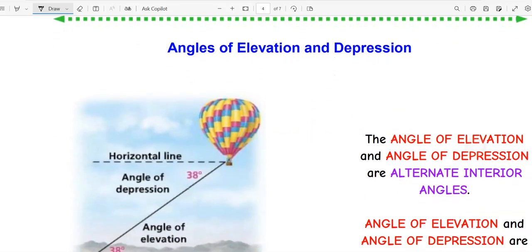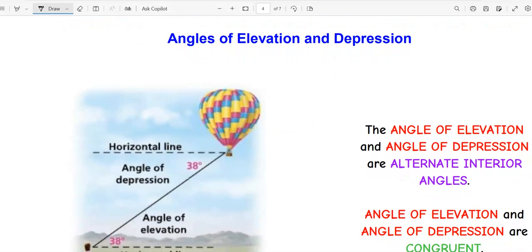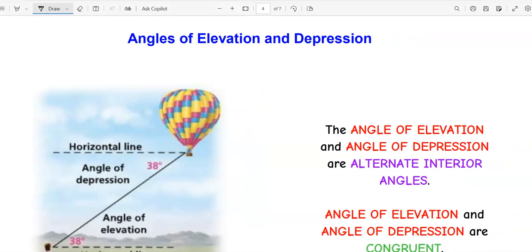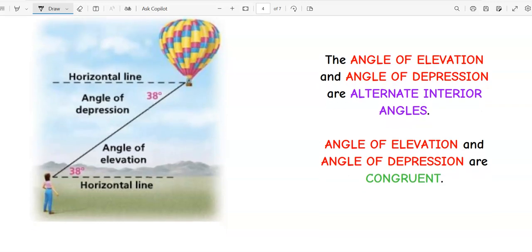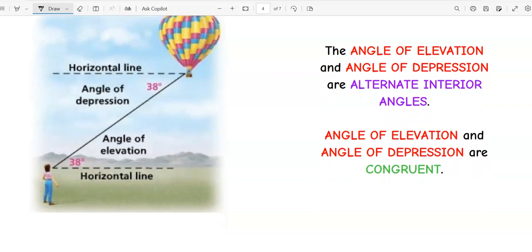All right, now we got to talk about angles of elevation and depression. What's elevation mean? Up. What's depression mean? Down. So remember that when we're doing these. An angle of elevation and an angle of depression are alternate interior angles.